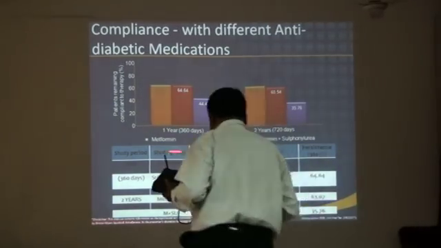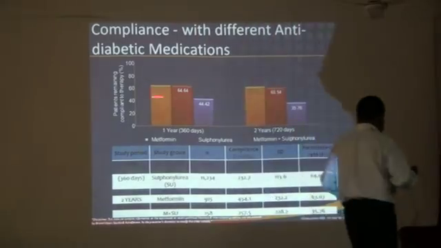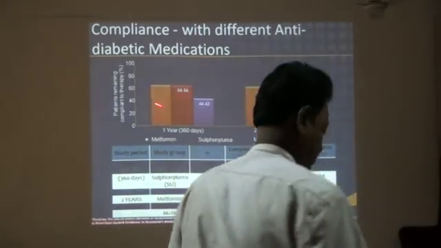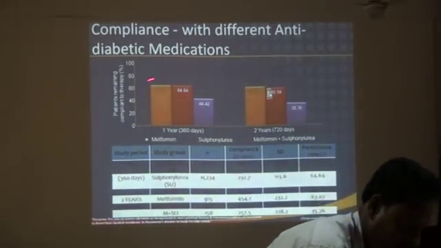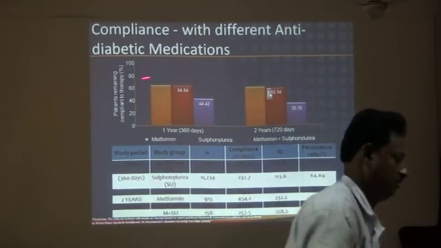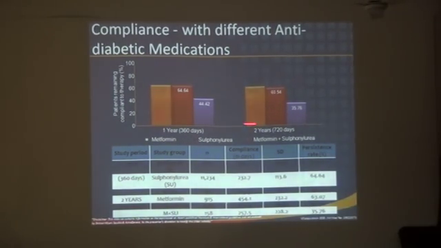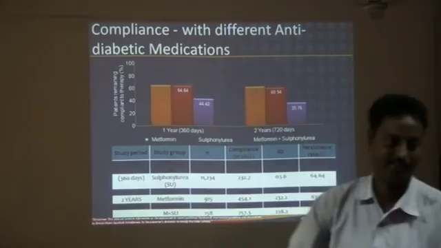And this is with sulfonylurea. As you can see, over a period of 1 year, 2/3 of your patients are compliant, whereas once you come to 2 years, you start getting deaths.